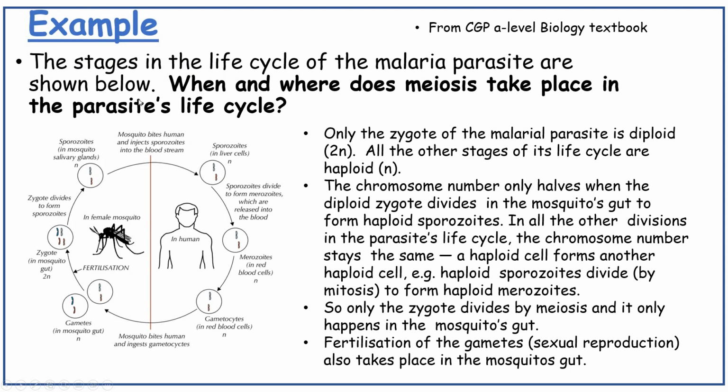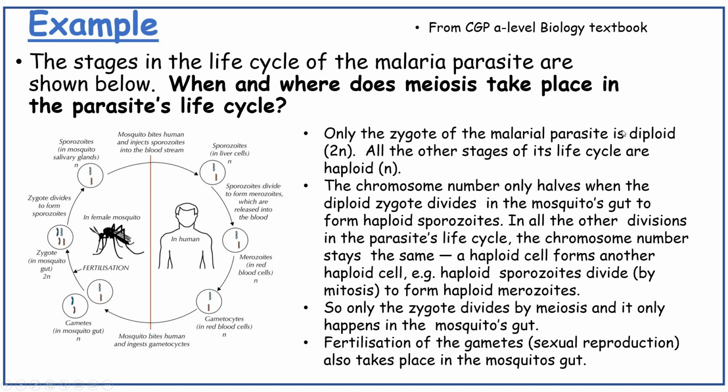So as an example, the stages in the life cycle of the malaria parasite are shown here. When and where does meiosis take place in the parasite's life cycle? So you can see we've got N, N, N, N, N, 2N. Well, where it goes from 2N to N is going to be where meiosis takes place. So that's where the zygote divides to form sporozoites.